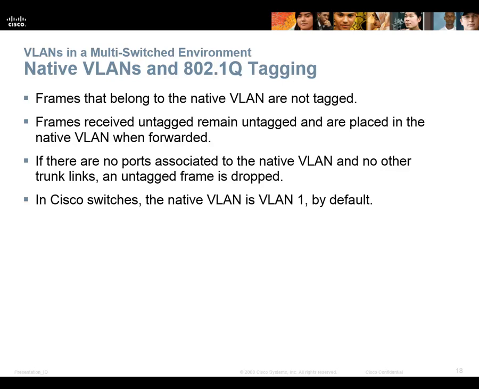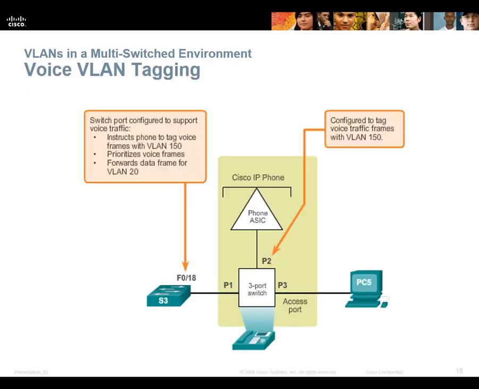Frames that belong to the native VLAN are not tagged. If they're in VLAN 1, then it's assumed default, so there's no reason to tag it. Frames received untagged remain untagged and are placed in the native VLAN when forwarded. If there are no ports associated with the native VLAN and no other trunk links, then an untagged frame is dropped. And in Cisco switches, the native VLAN is VLAN 1. So if we're not changing anything, if we're just using the default VLAN, then we don't have to do anything.